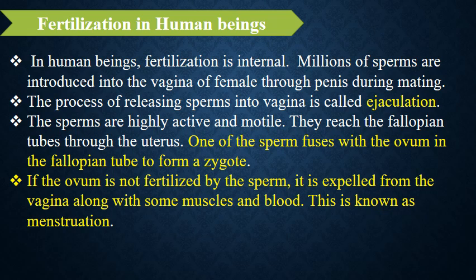When they reach fallopian tube through the uterus, only a single sperm fuses with the ovum to form a zygote. In case ovum is not fertilized by the sperm, it is expelled from the vagina along with the muscles and blood. This is known as menstruation.